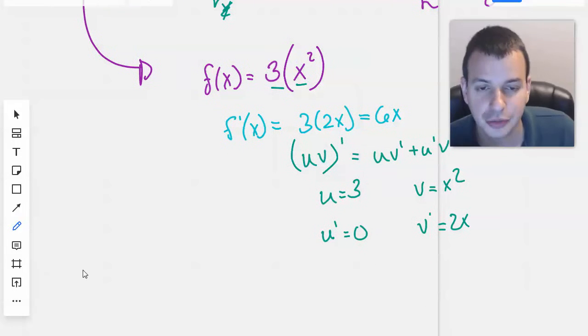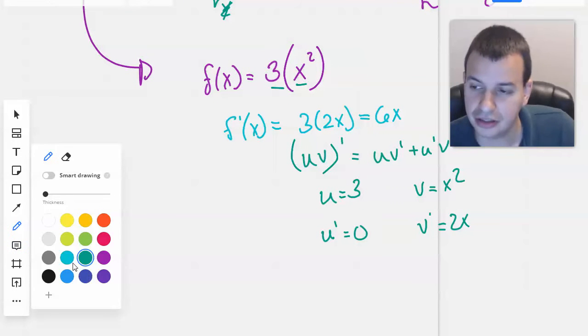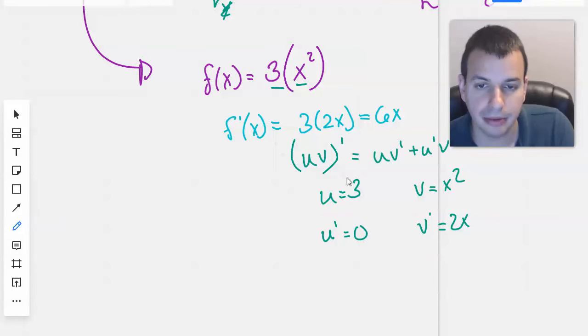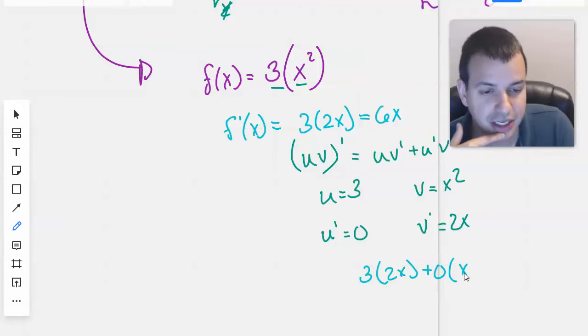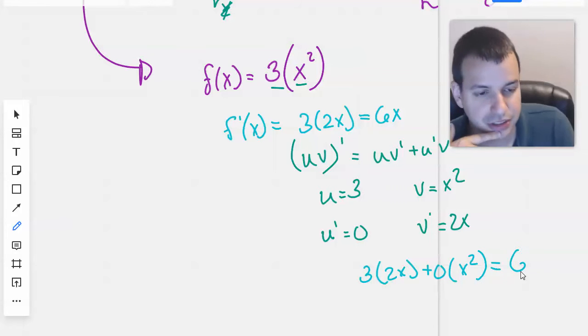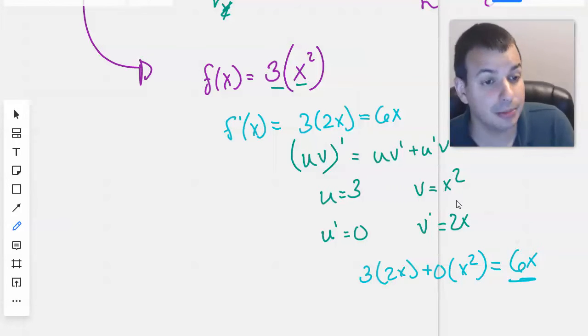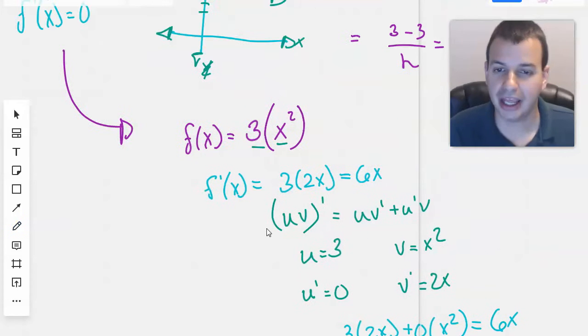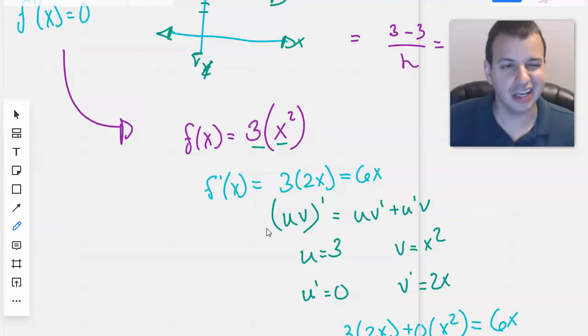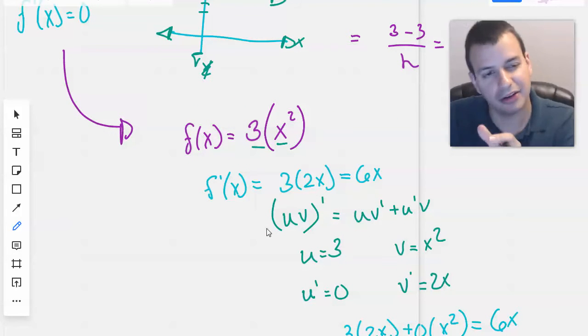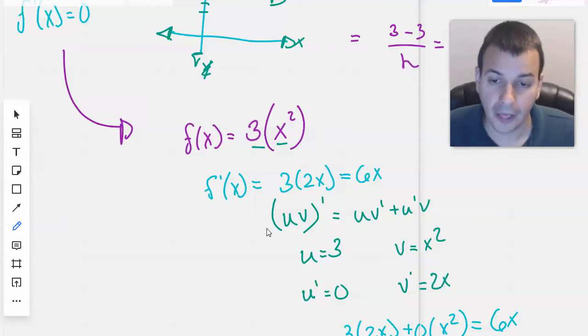And so what you're left with when you actually solve it is u, 3, times v', which is 2x, plus u', which is 0, times v, which is x squared, and that gives you 6x. Same as we said above. So my kind of haphazard approach, where you just leave the constant there, factor it out, then put it back in, actually pretty much works.